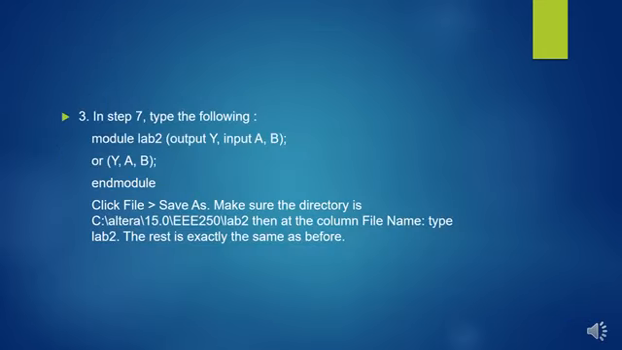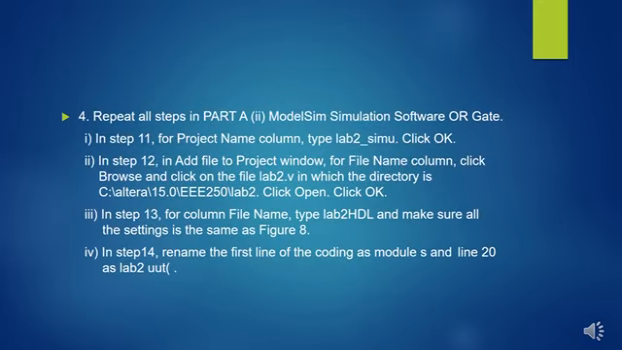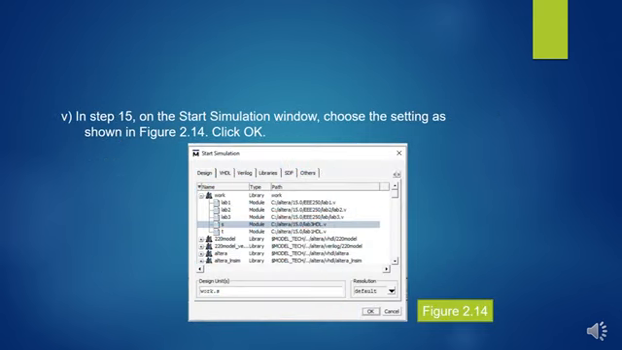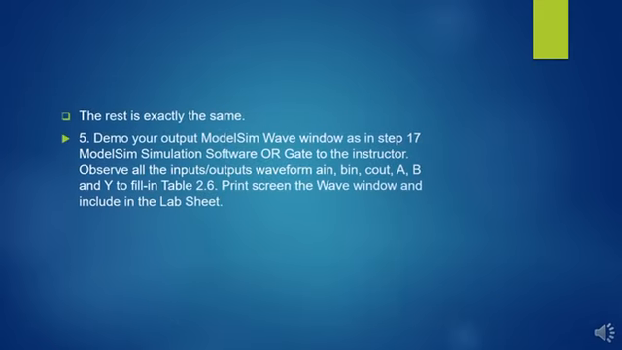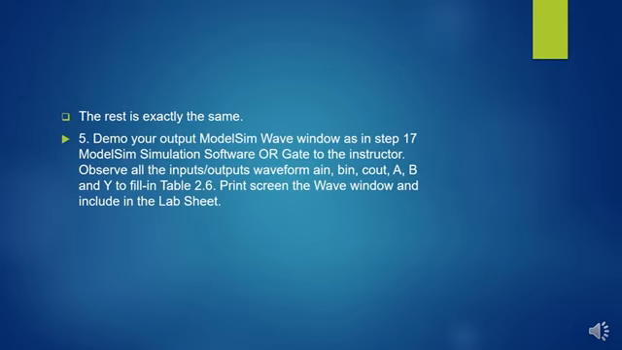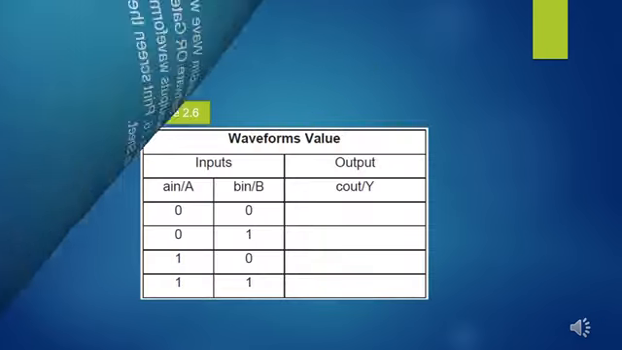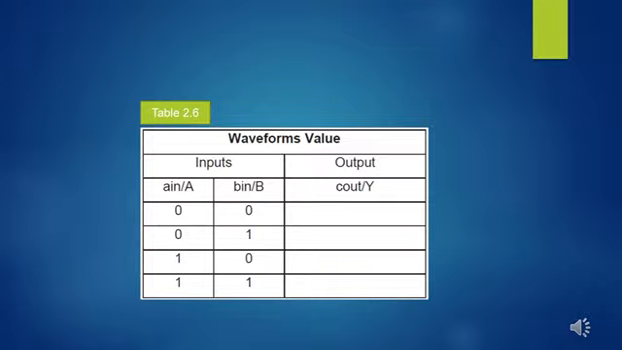For Step 7, type the following command and follow the instructions as written in this slide. Next, repeat again all steps in the second part in procedure A, and follow the instructions written in this slide accordingly. For the following step, on the Start Simulation window, choose the setting as shown in Figure 2.14 and click OK. The rest is exactly the same as previous instructions. Table 2.6 shows the waveform value for binary numbers.